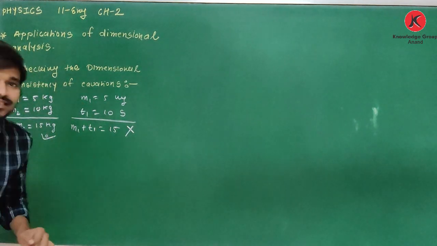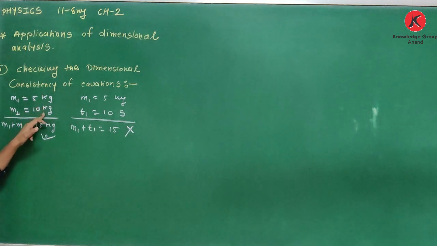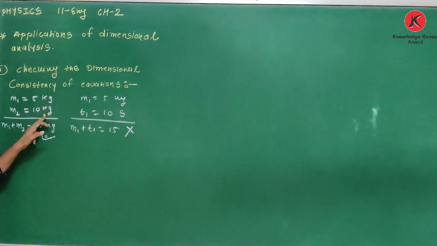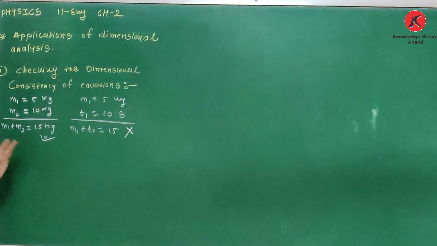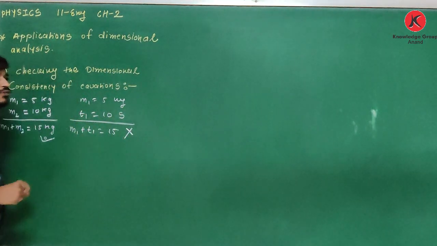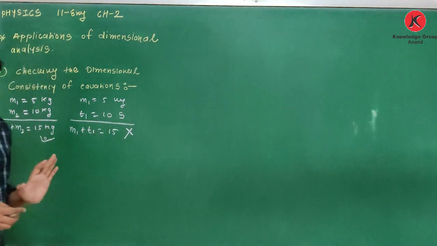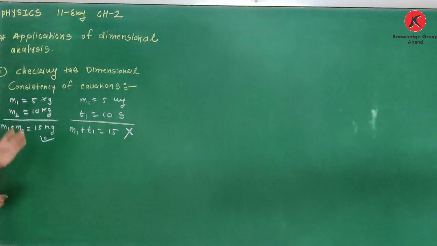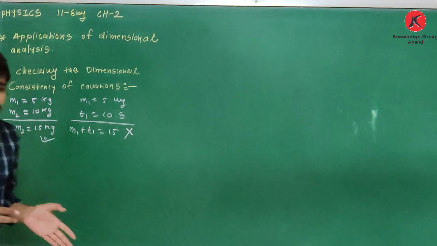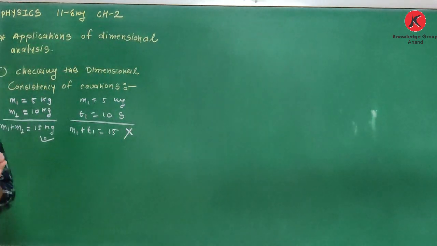Why? What is the reason? Here I can add m1 and m2 because they have the same dimensions, kg and kg. Here I cannot add m1 and t1 because they have different dimensions. Here it is kg, here it is second. So you have to remember one point: two quantities are added or subtracted from one another if they have the same dimensions.